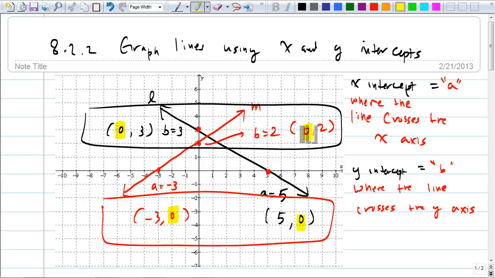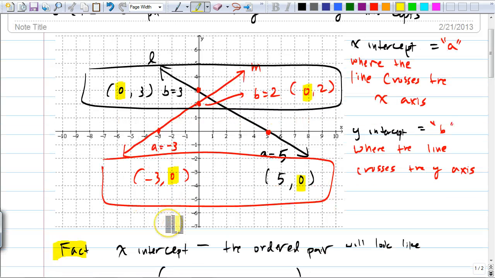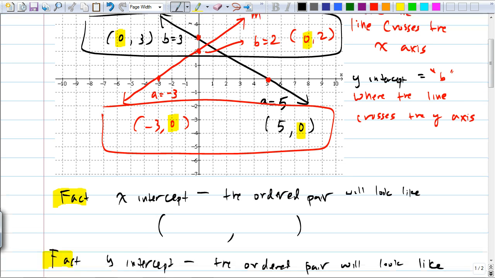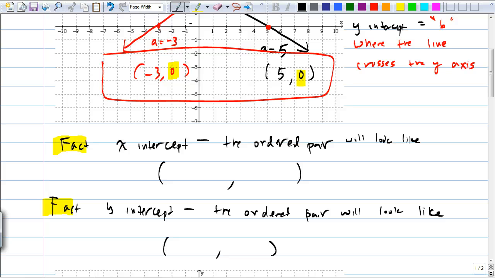So look at x-intercepts, right? Well, let's write this down. Here's a fact. The x-intercept would always look like, as the ordered pair, what? Everybody fill it out. And then the y-intercept, the ordered pair would always look like what? Go ahead, everybody try. Fill it in. What do you think? I'll wait. This is the important fact. This is the key idea, okay? See if you can figure this out yourself with your group. Go ahead, everybody think about it.